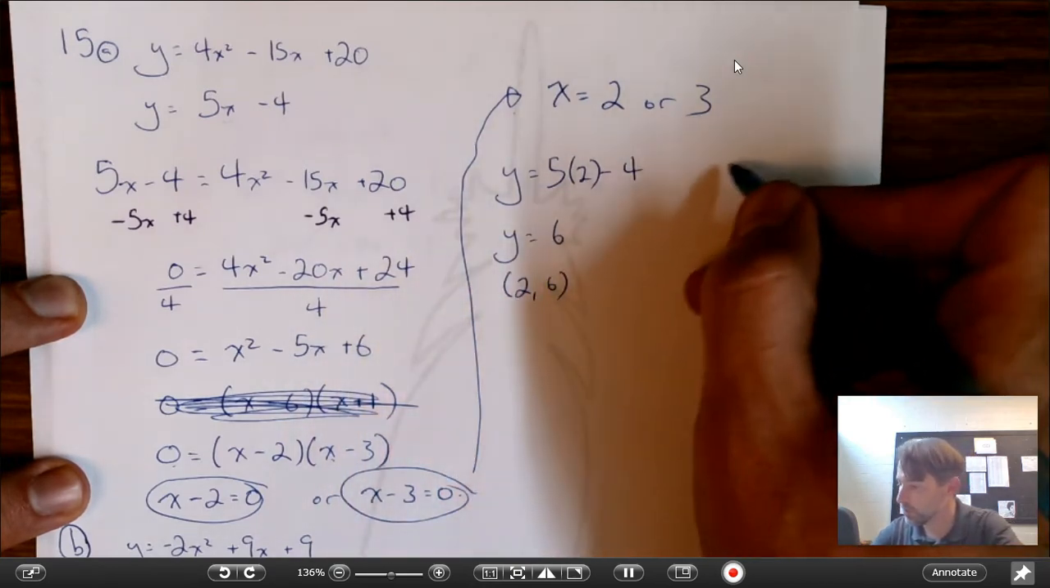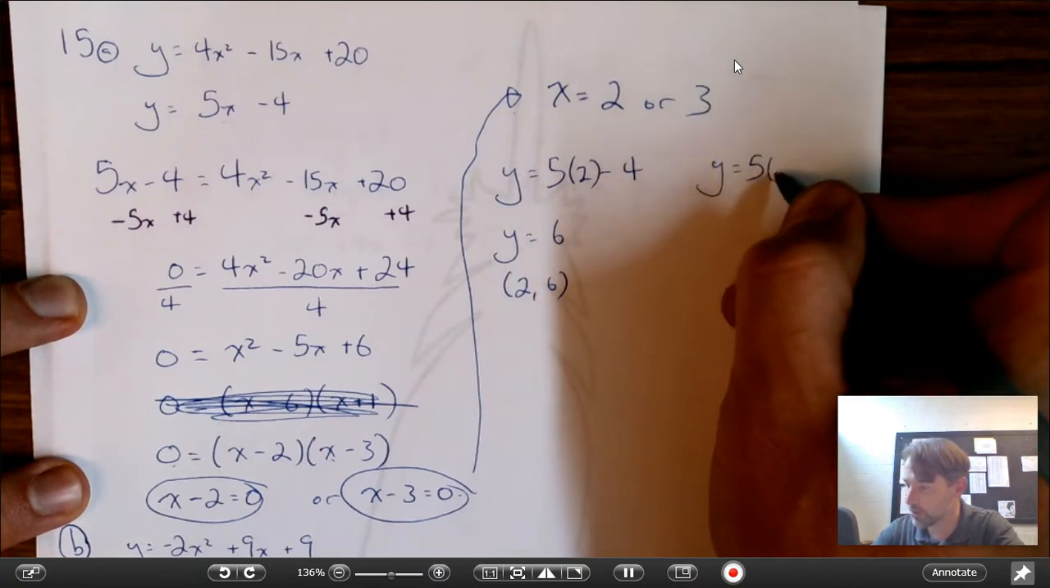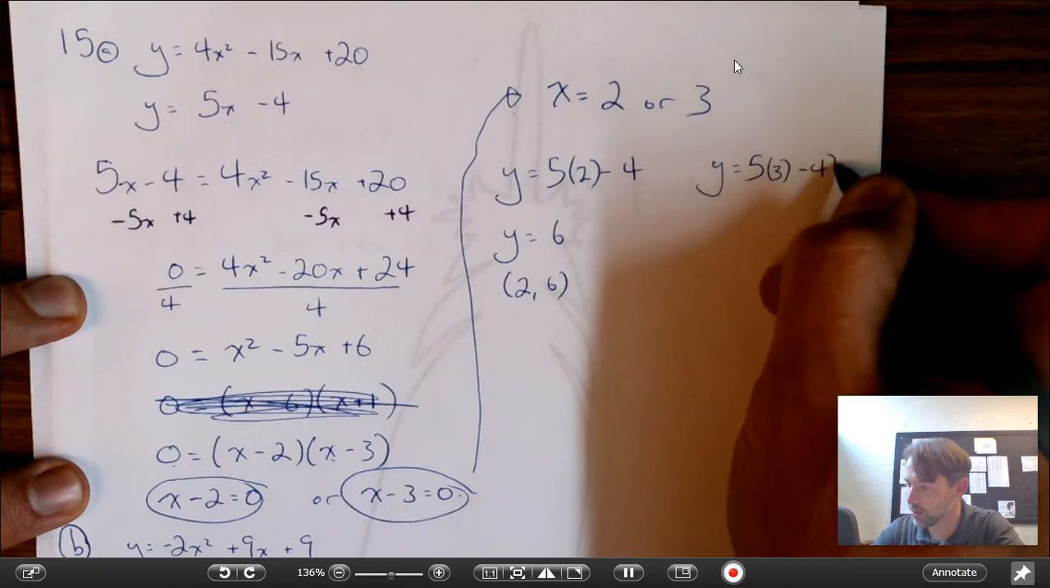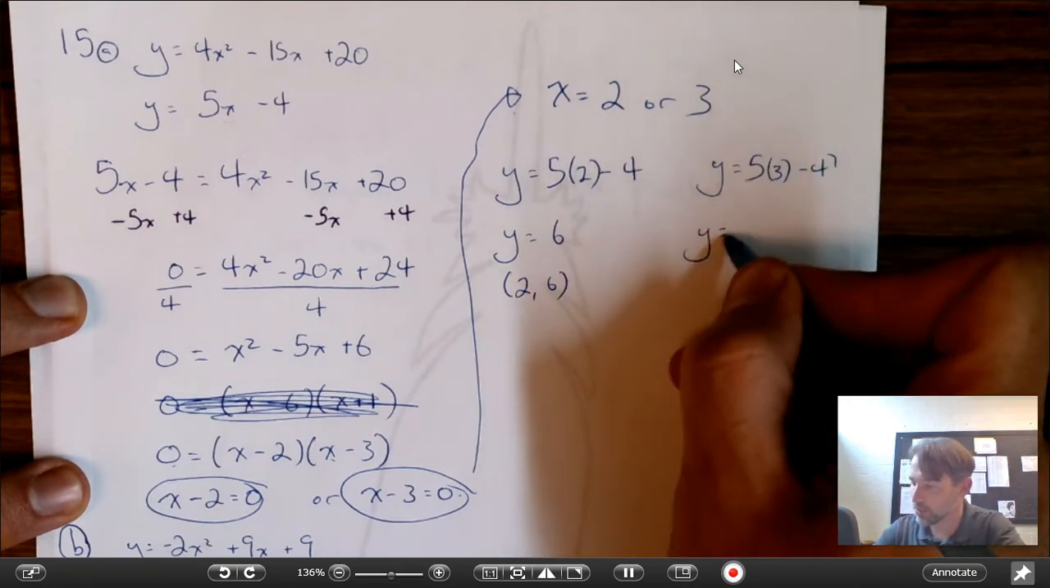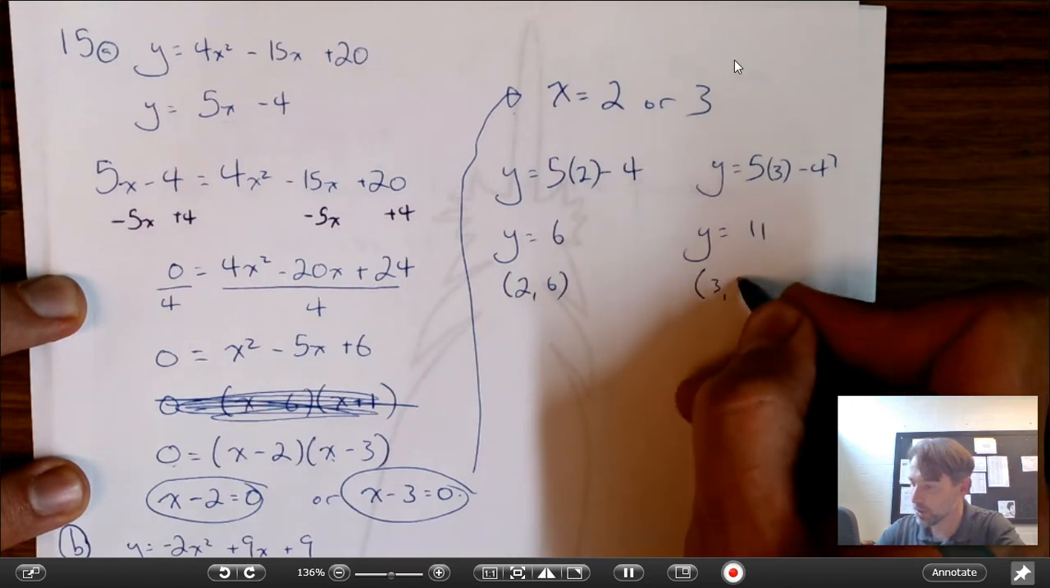And then over here, y is equal to 5x minus 4, but I'm going to use 3. 5 times 3 minus 4. Okay, and that's y is equal to 15 minus 4, which is equal to 11. So the other solution is (3, 11).